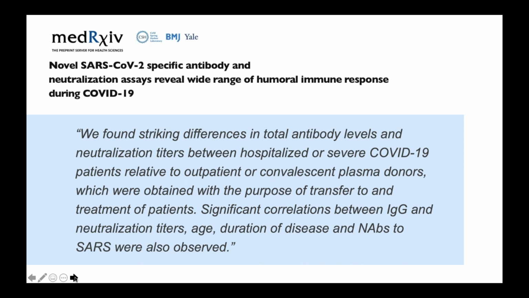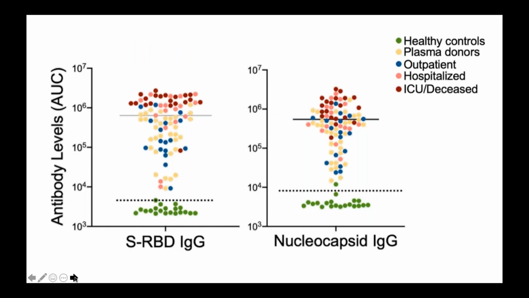And in their summary, they say, we found striking differences in total antibody levels and neutralization titers between hospitalized or severe COVID-19 patients relative to outpatient or convalescent plasma donors, which were obtained with the purpose of transfer to treatment of patients. Significant correlations between IgG and neutralization titers, age, duration of disease, and neutralizing antibodies to SARS are also observed. So we'll look at some of that detailed data here.